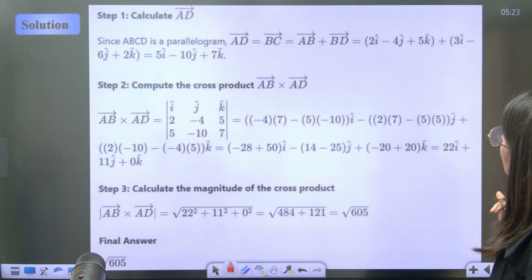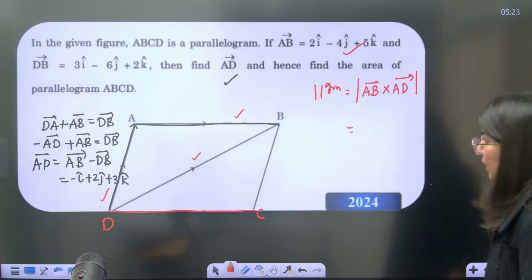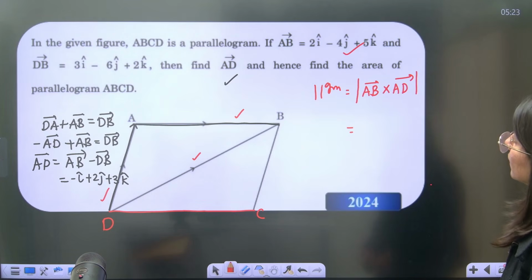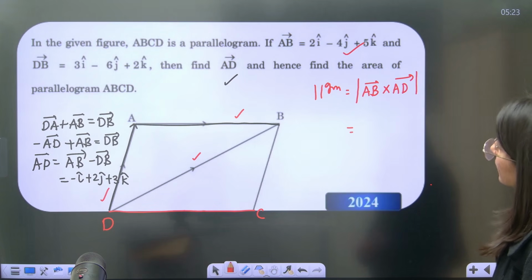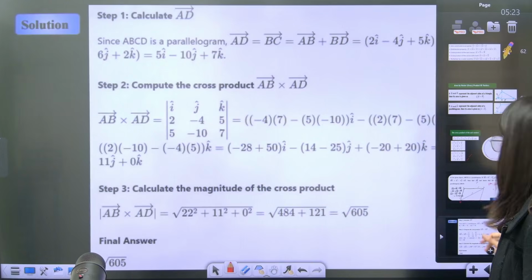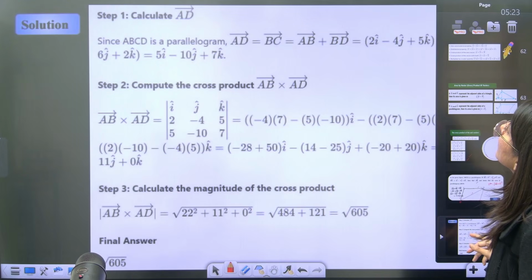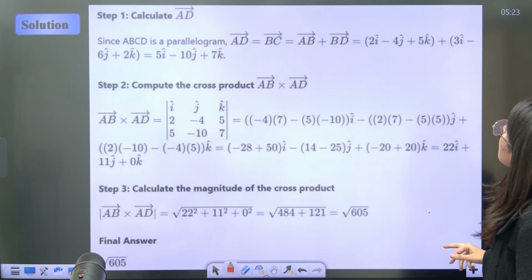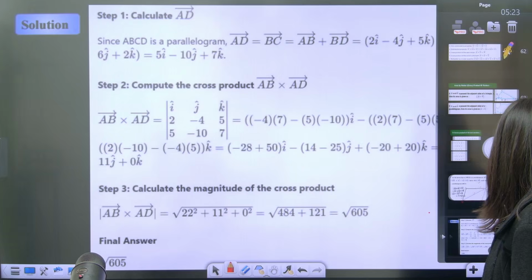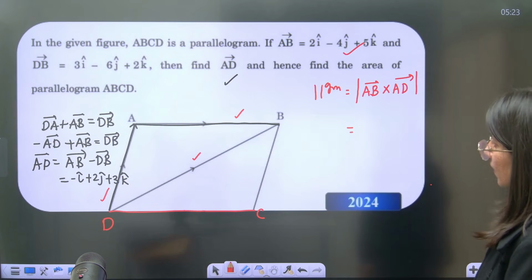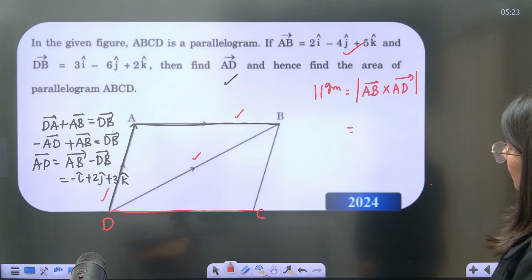So AB cross AD. AD is what? AB plus BD. DB they are giving, no? 3 minus 6. DB they are giving, right? So this is wrong actually. If DB they are giving, this answer key is incorrect because DB.